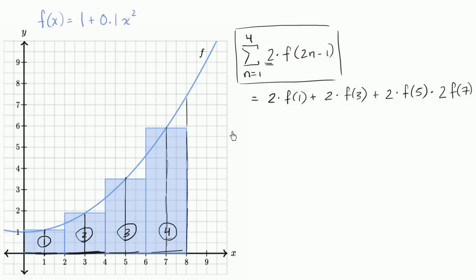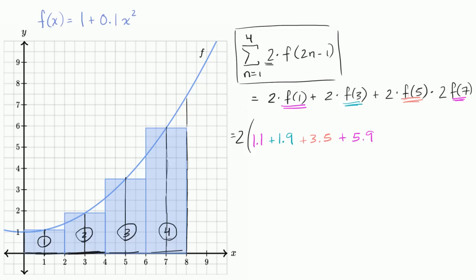Actually, we could factor out a 2. So this is equal to 2 times f of 1, which is 1 plus 0.1 times 1 squared. So 1 plus 0.1 is 1.1. Let me color code it a little bit just so we can keep track of things. Then f of 3 is 1 plus 0.1 times 3 squared, which is 9. So 1 plus 0.9 is 1.9. Then f of 5 is 1 plus 0.1 times 5 squared, which is 25 times 0.1, which is 2.5. So 1 plus 2.5 is 3.5. And finally, f of 7 is 1 plus 0.1 times 7 squared. This is 49 times 0.1, which is 4.9, plus 1, so 5.9.